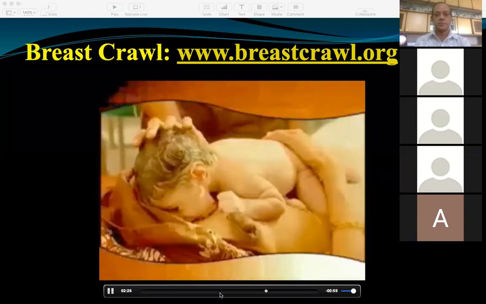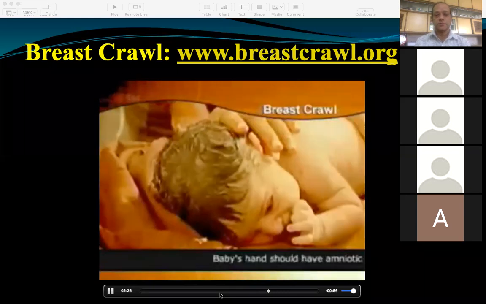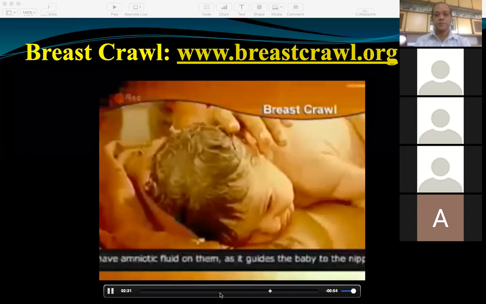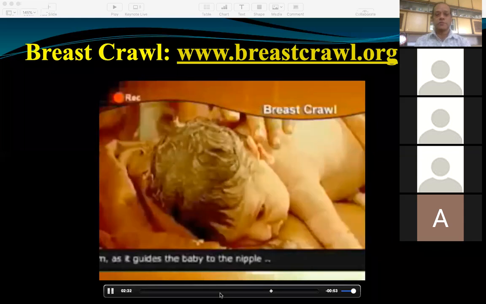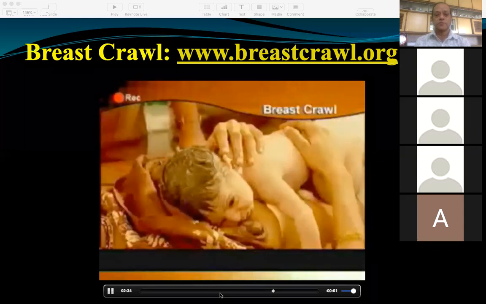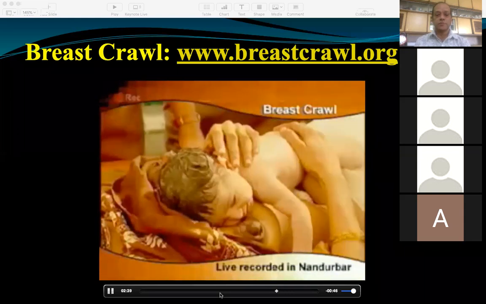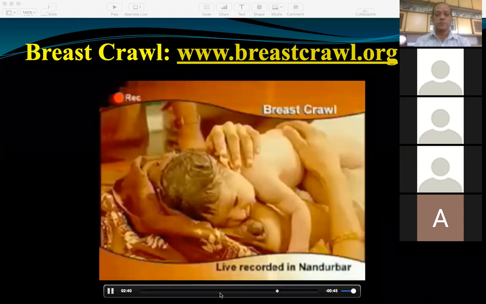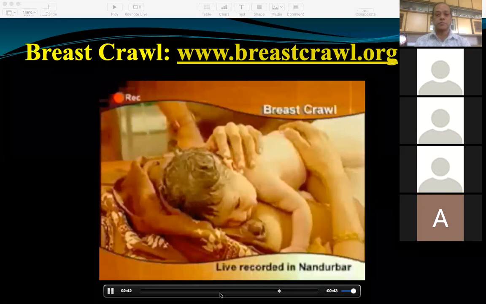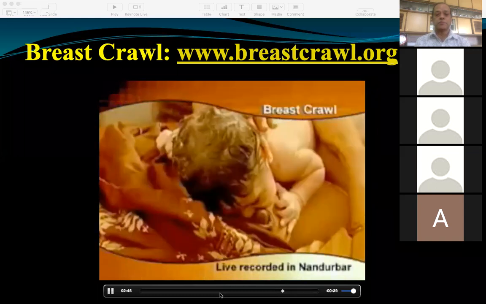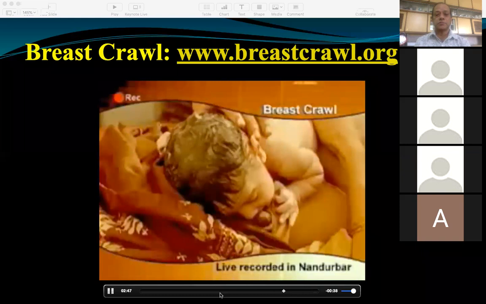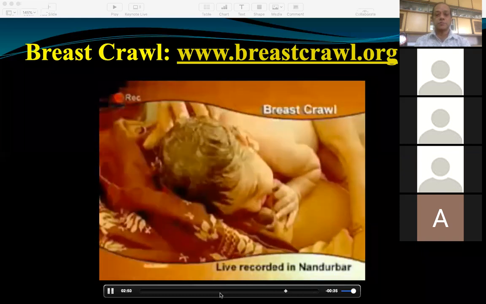Mouthing movements start. Her shoulder, hip, and neck muscles are sufficiently developed to help her move. Baby with her limited vision can see the areola. If baby raises her head, it can also see mother's face.